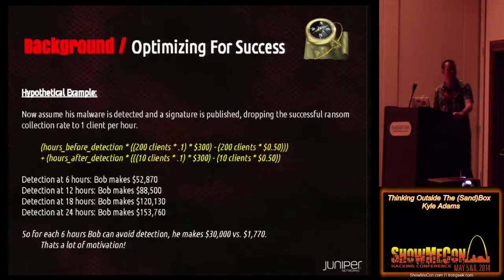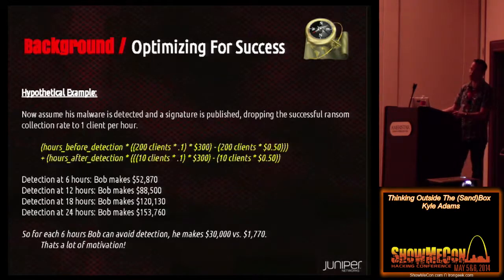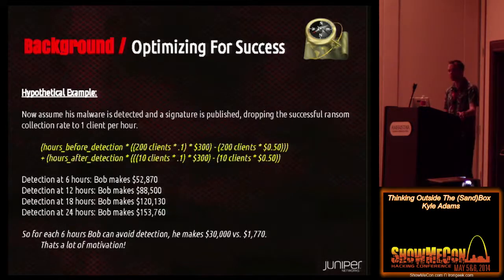But if we introduce antivirus, then things change quite a bit. Once the antivirus has a signature and it gets out there, Bob's really only going to maybe get it on one client per hour. Most of them are going to be up to date on their AV signatures and are not going to allow that to install. So the equation changes a little bit.